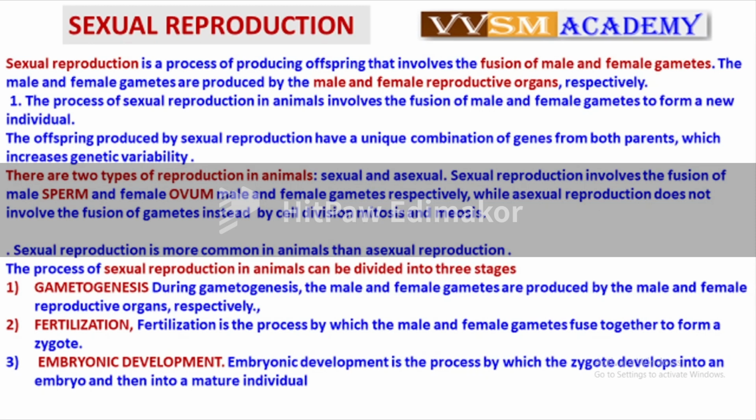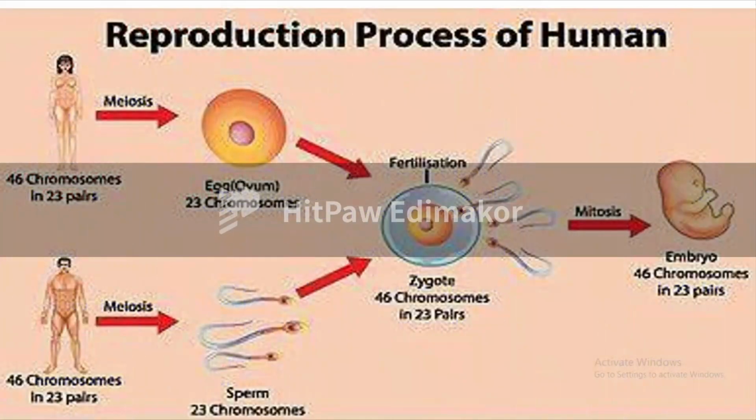This zygote is nothing but the embryo. Embryonic development is embryology. In detail, we will discuss it in the embryology topics. Embryonic development is the process by which the zygote develops into the embryo and then into a mature individual. These are the very important stages of sexual reproduction.